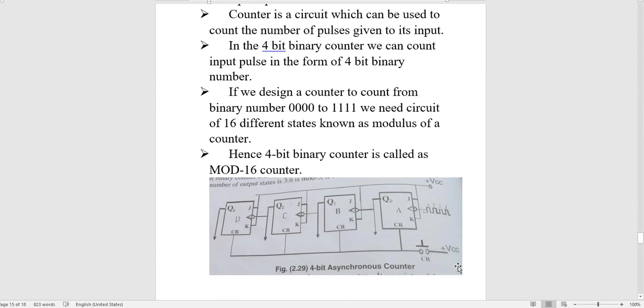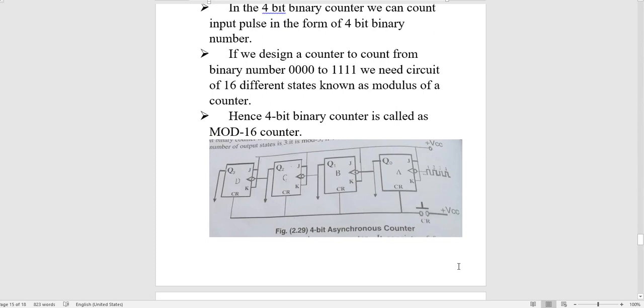So here is the diagram of the 4-bit asynchronous counter. Now you can see in this diagram, it consists of 4 JK flip-flops, named A, B, C, D. These are the 4 JK flip-flops. They are connected in toggle condition. Toggle condition means when J is equal to 1 and K is equal to 1. We have seen in the previous practical that in a JK flip-flop the toggle condition occurs when the value of J is high and the value of K is high.